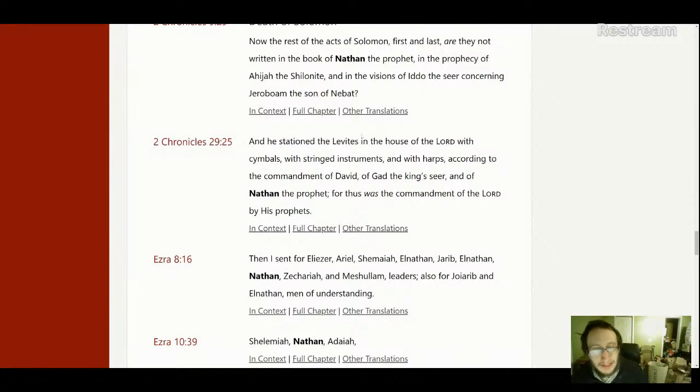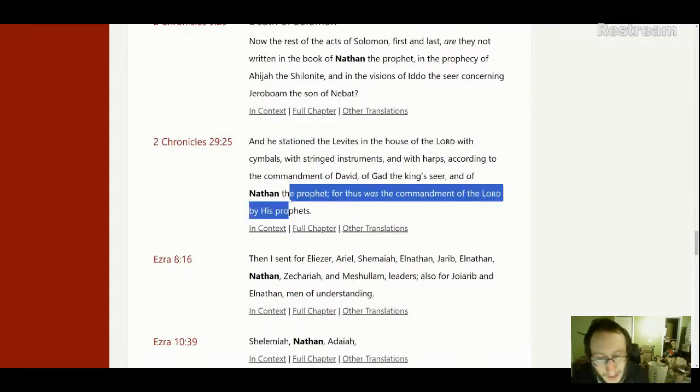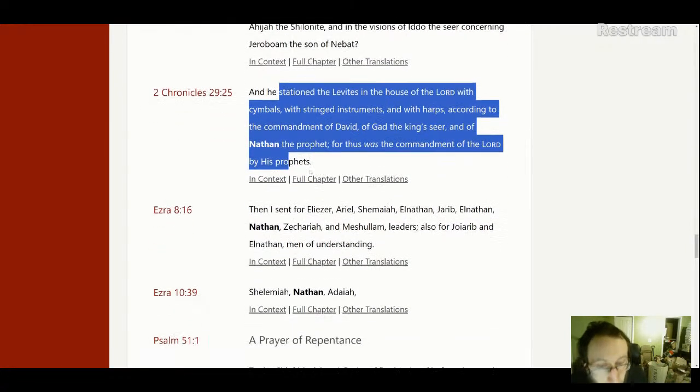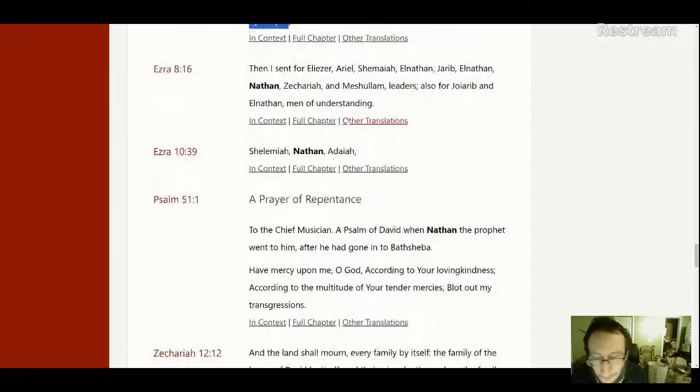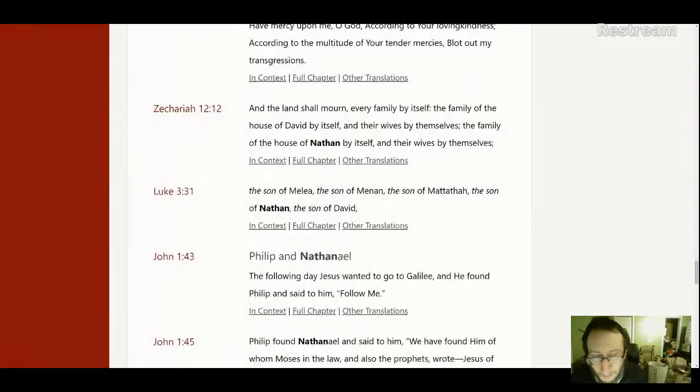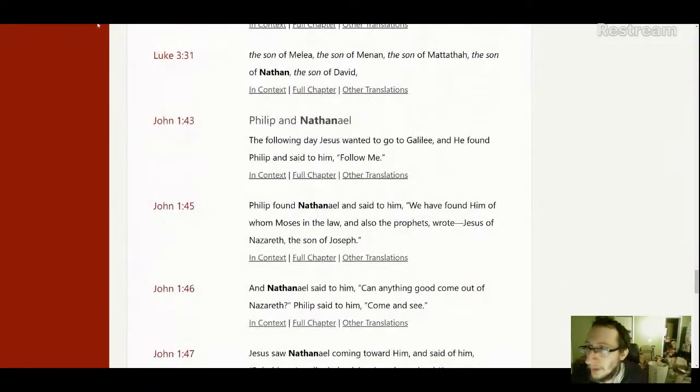He stationed the Levites in the house of the Lord with cymbals, with stringed instruments, with harps, according to the commandment of David, of Gad the king's seer, and of Nathan the prophet. For thus was the commandment of the Lord by his prophets. So we don't really see this in the book of Gad the seer. So this account probably would have been in the book of Nathan the prophet, where the Levites were commanded to do this by command of David. Okay. So with that said, that's the basic gist of how we would reconstruct that.